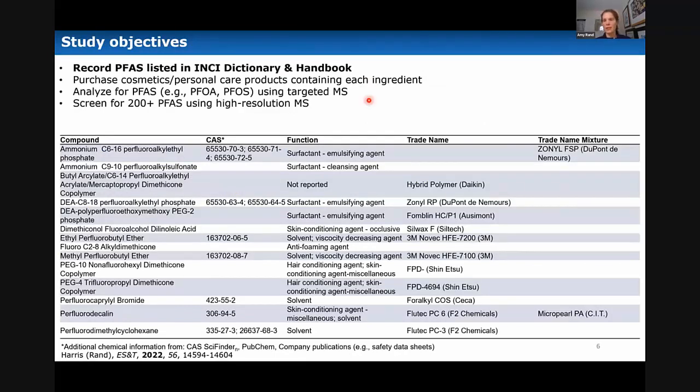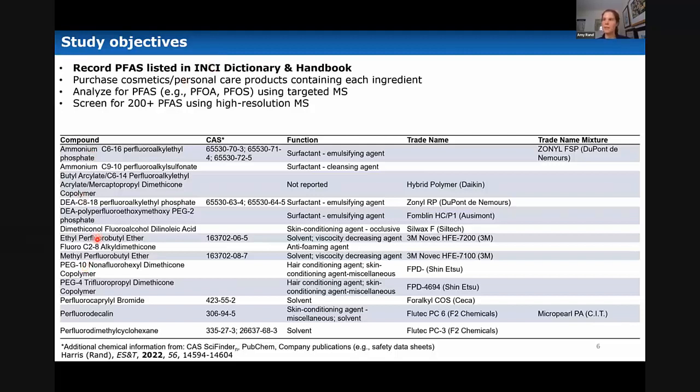So the goal of our published study was to both identify and delineate the sources of PFAS in cosmetics and personal care products. We had several objectives, and I'll go through them one by one. The first was to simply record PFAS that is listed in the INCI, the International Nomenclature for Cosmetic Ingredient Dictionary and Handbook. This is a great resource. It's hard to get your hands on. It's not readily accessible, but it is the only source that provides a list of compounds used in cosmetics.